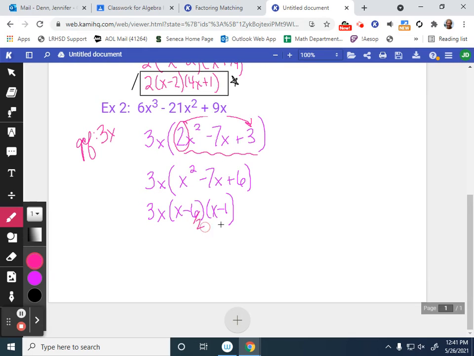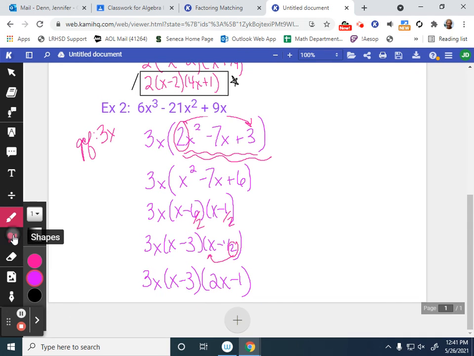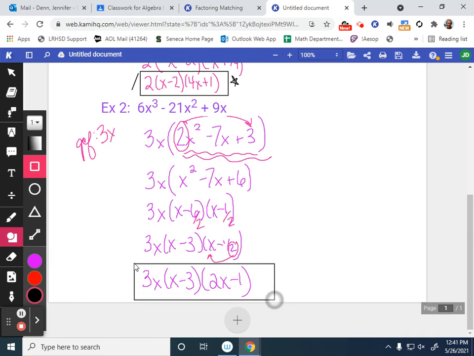Divide by the a. Again, see when I divide by a, I'm not dividing by 6. I'm dividing by a here. This is what I'm factoring. So the 3x is out front. I have x minus 3, x minus 1/2. I have a denominator. I'm going to slide it back. My final answer is 3x times x minus 3 times 2x minus 1. Final answer.